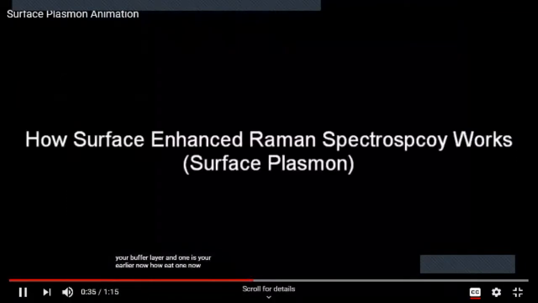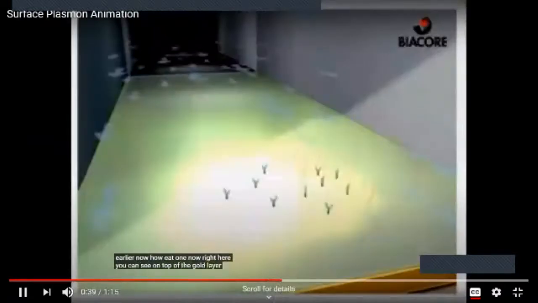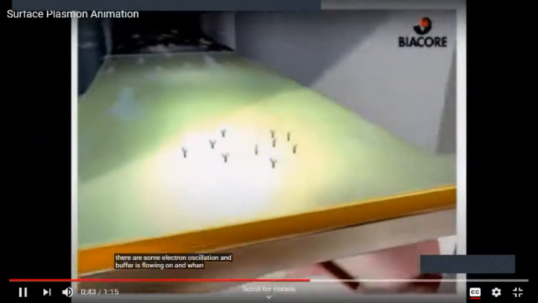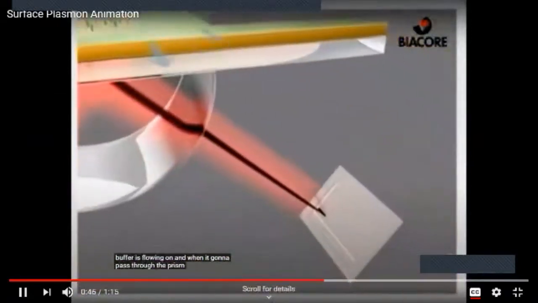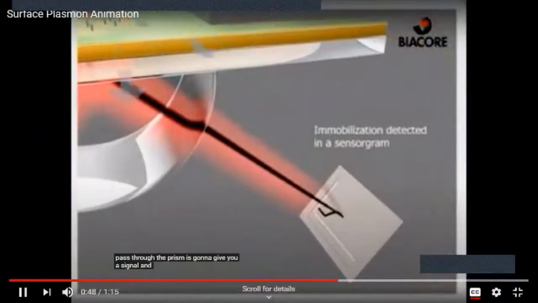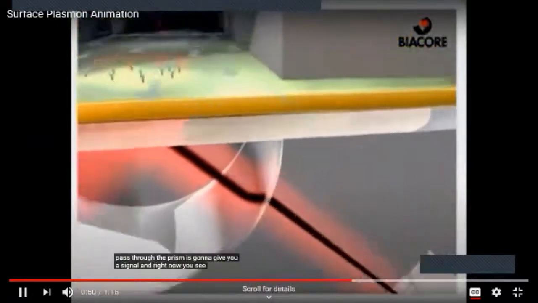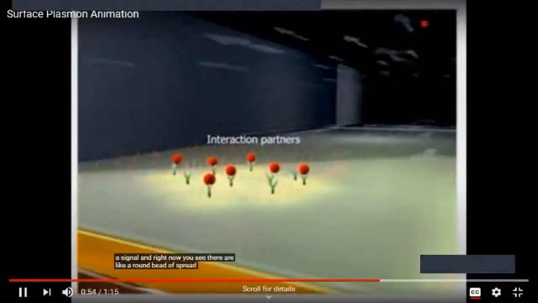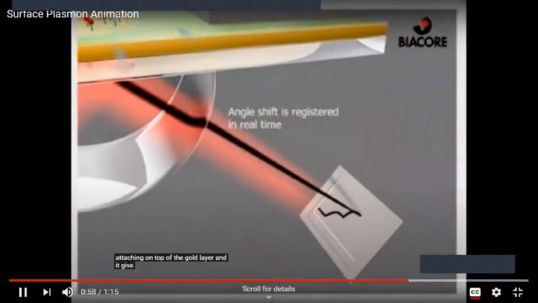Now how does it work? Right here you can see on top of the gold layer there are some electrons. When the light passes through the prism, they will oscillate and give you a signal. The reflected light, which is reflected from the interface, loses some energy. That energy is used in the oscillation of the electrons on top of the gold layer, and it gives you a signal.